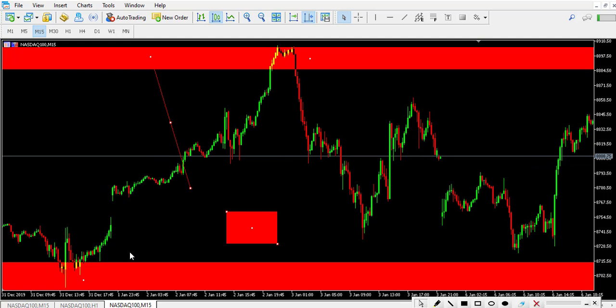Look here. Look at this. The move started from this zone. Okay, now you can trade it, but to be more effective, look for transition. Okay, look for transition.